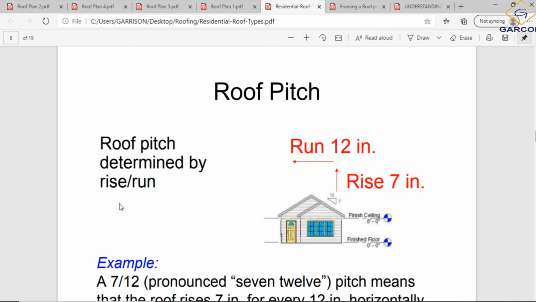So from one belt beam to the next belt beam would be the run, and the rise would be from the top of the belt beam all the way up to the top of the roof. So from the finish ceiling up to here is the rise. Run is from here to here.